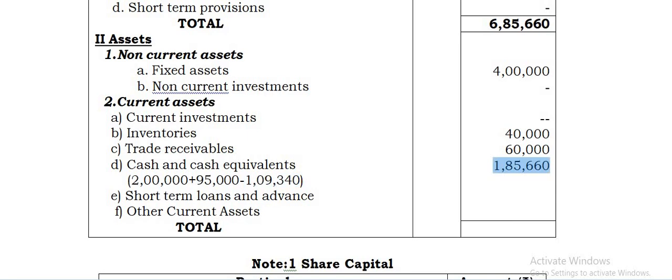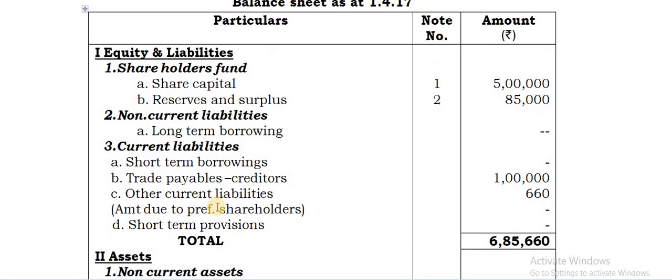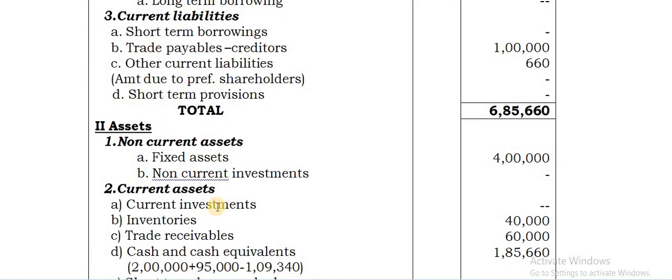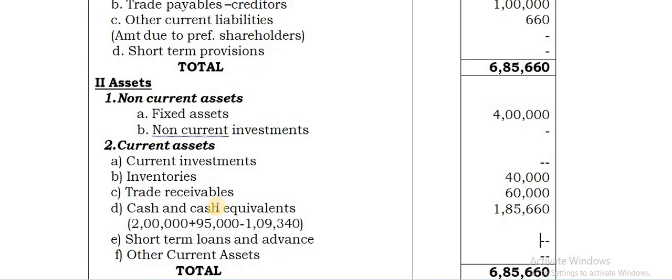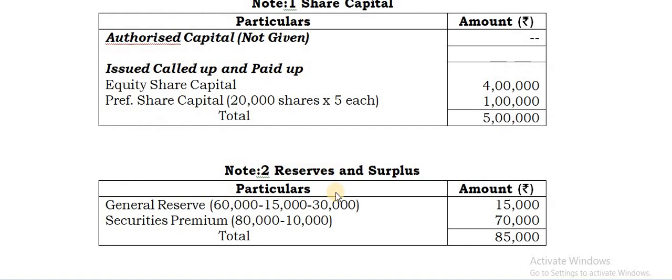So balance you are getting 1,85,660 and no other amounts. So find that total, it is 6,85,660. Alright, so you can pause it down and make the amounts entry. These are the notes which you have to enter.